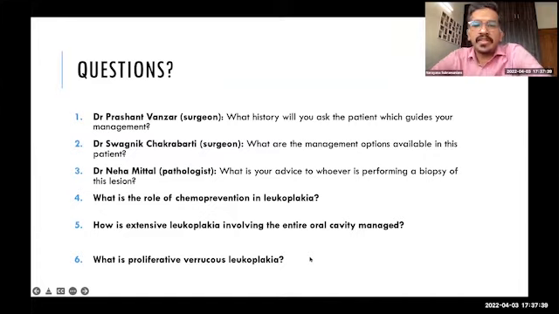So my next question is for Dr. Neha Mittal. What is your advice to whoever is performing a biopsy of this lesion? You have a large surface area. How do you make sure that you get a representative area?